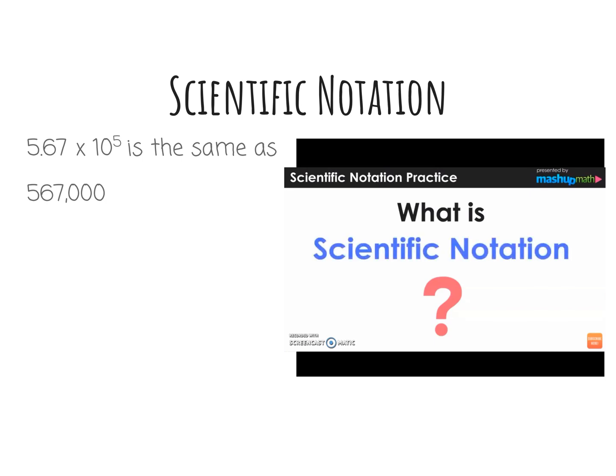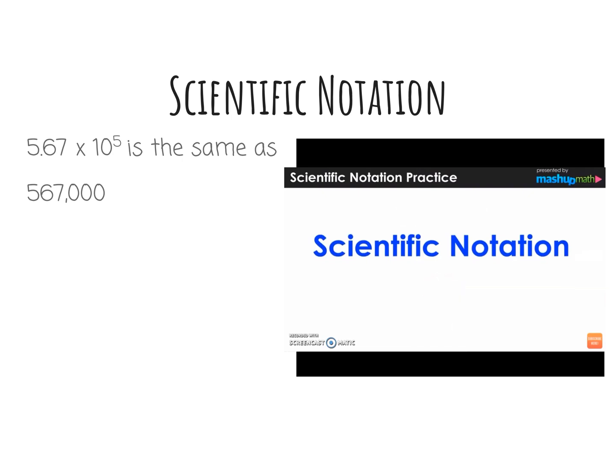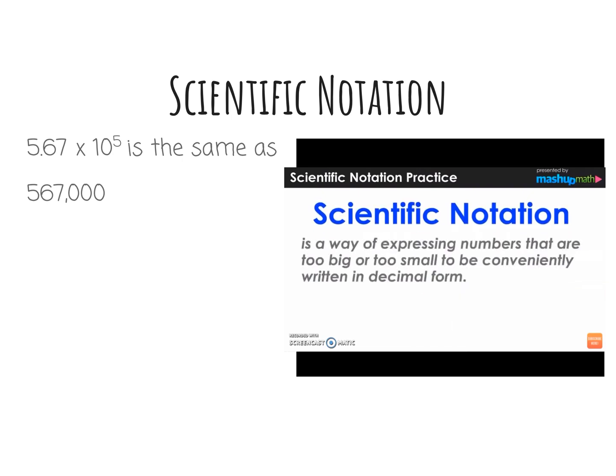So let's start with the question, what is scientific notation? Let's start with a definition and then work from there. Scientific notation is a way of expressing numbers that are either too big or too small to be conveniently written in decimal form.